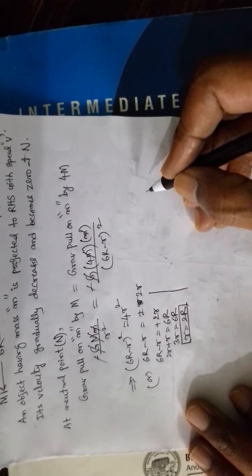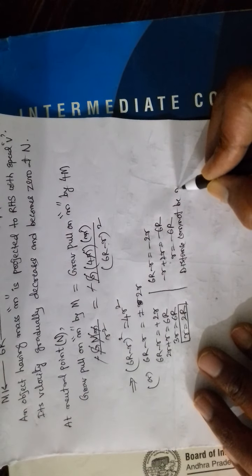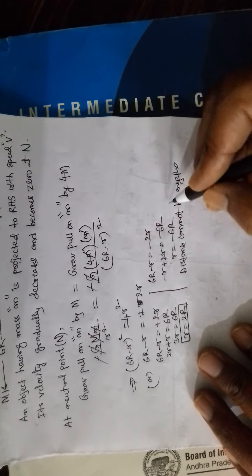Now 6r minus r is equal to, let us take minus sign. So minus r, let us bring this 2r minus 6r, r is equal to minus 6r, but the distance cannot be negative. Therefore this is not accepted. We choose this value.